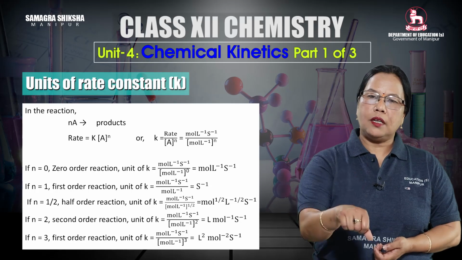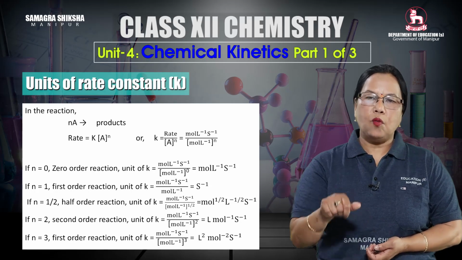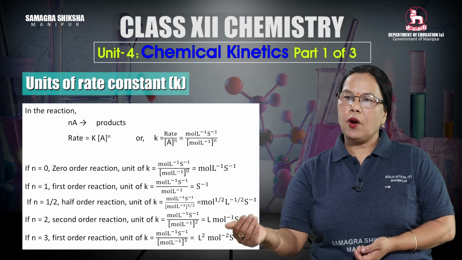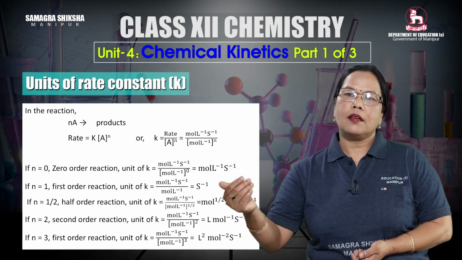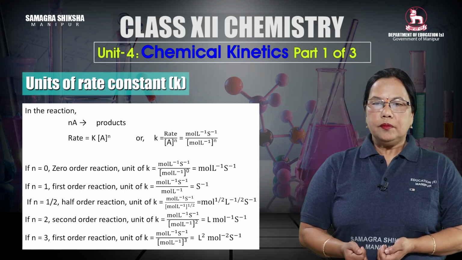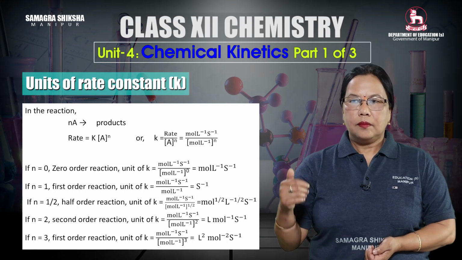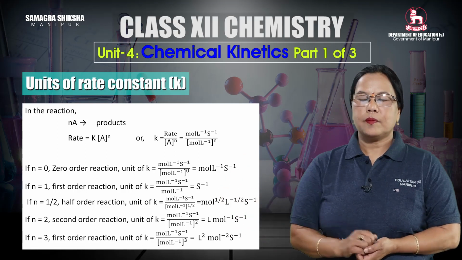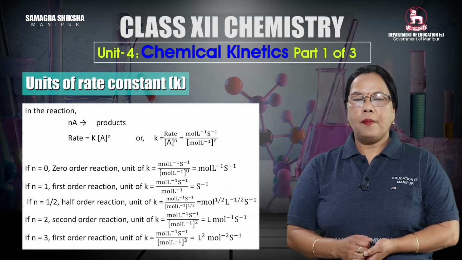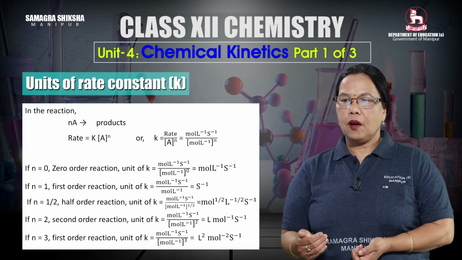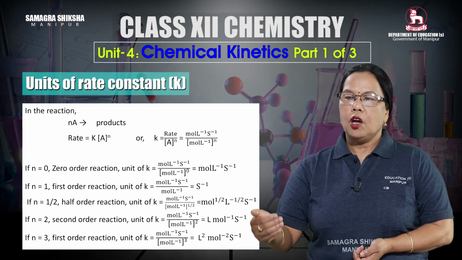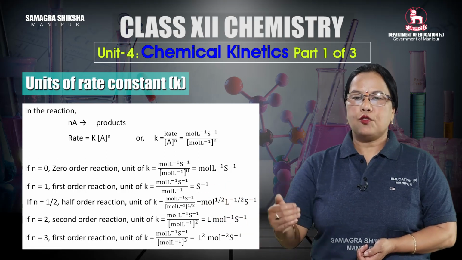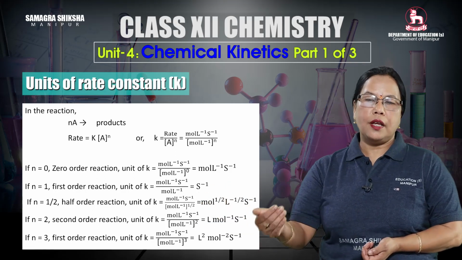Next, if n equal to 1 it is called a first order reaction, units of k is per second or second inverse. If n equal to half it is called a half order reaction, unit is mole to the power half liter to the power half per second. Then n equal to 2 second order reaction, third order reaction.